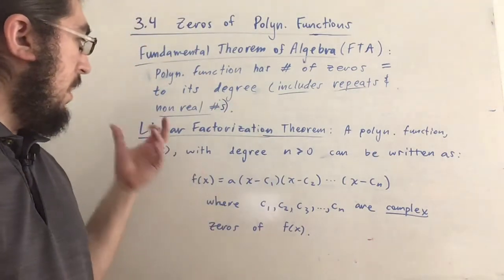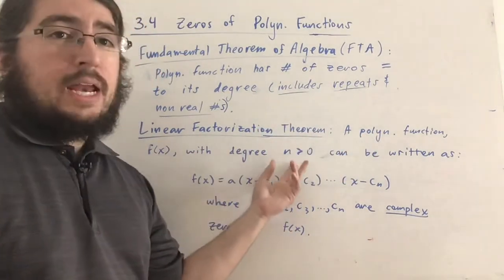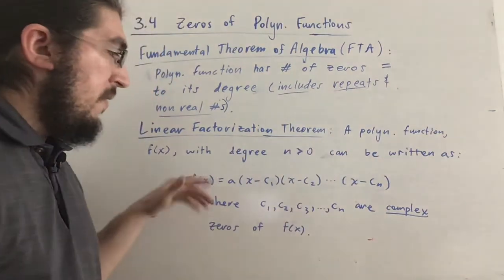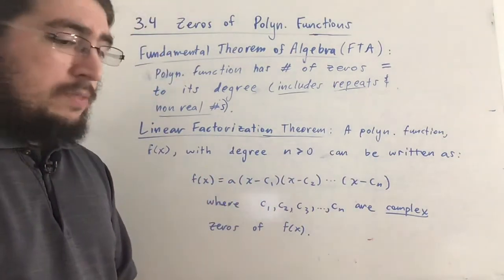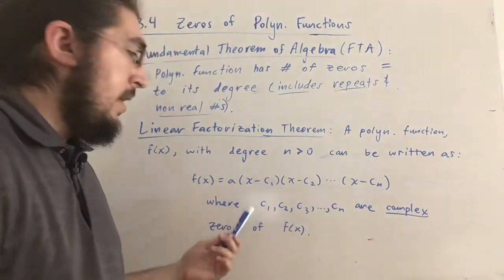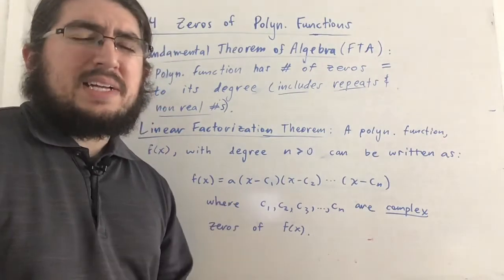Okay. The linear factorization theorem says that any polynomial function with degree n bigger than 0 can be written as the following. f of x equals a times x minus c1, x minus c2, all the way to x minus cn, where c1 through cn are the complex zeros of f of x.